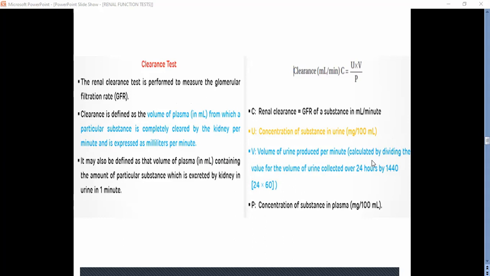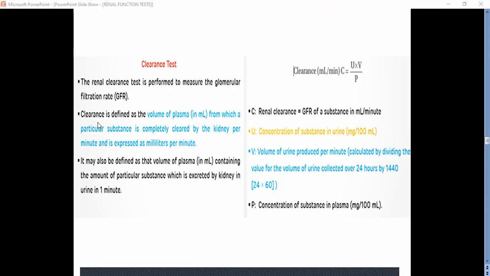To analyze the GFR, we have to analyze its clearance. The renal clearance test is performed to measure the glomerular filtration rate. If we analyze the nephron function using this test, we have to analyze which compounds are going to clear out of the glomerulus and which are not. If anything happens to the normal basic function of the GFR, its effect is shown either in the plasma or in the urine.